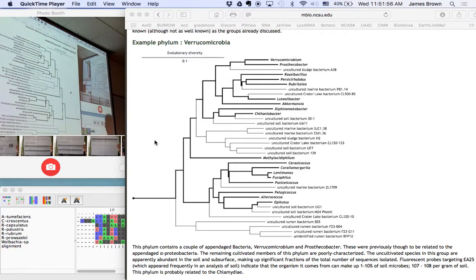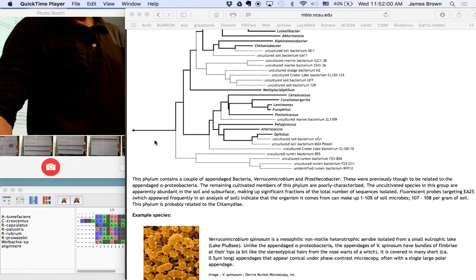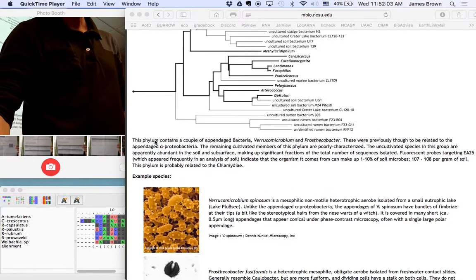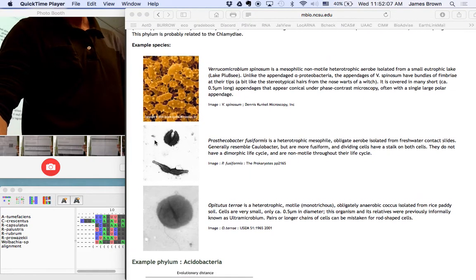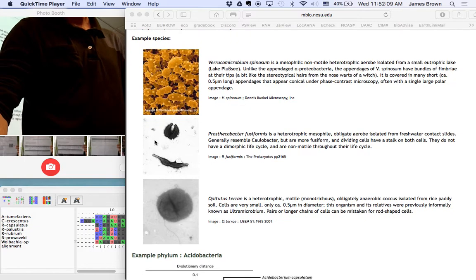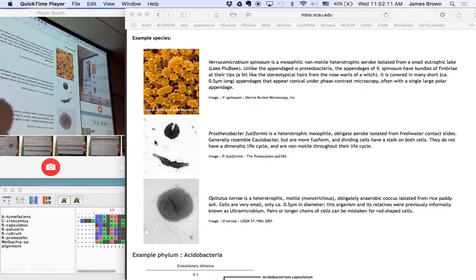These organisms are probably generally related to planctomycetes. And chlamydia. And they're generally found in aquatic and soil environments. So here's Verrucomicrobium spinosum.